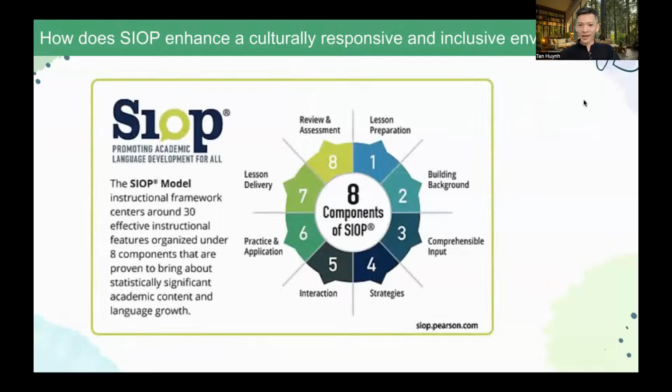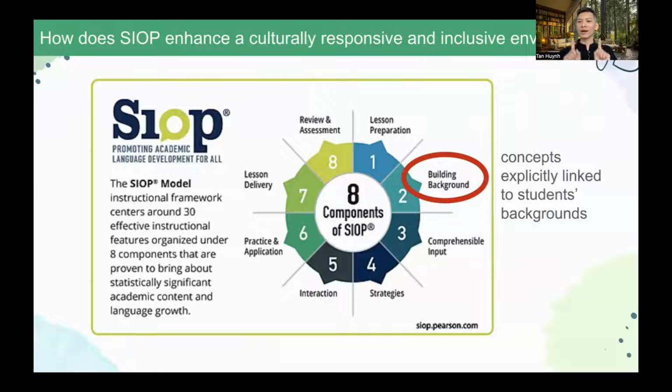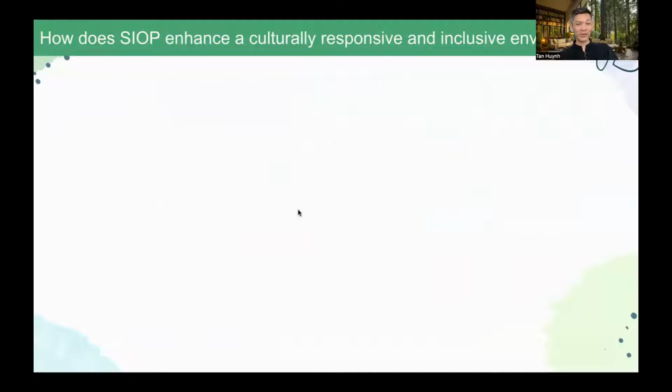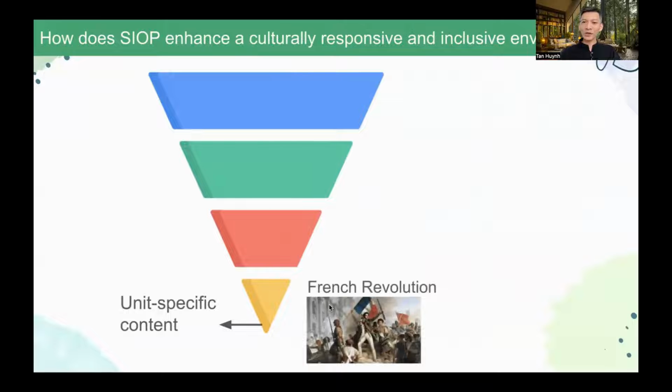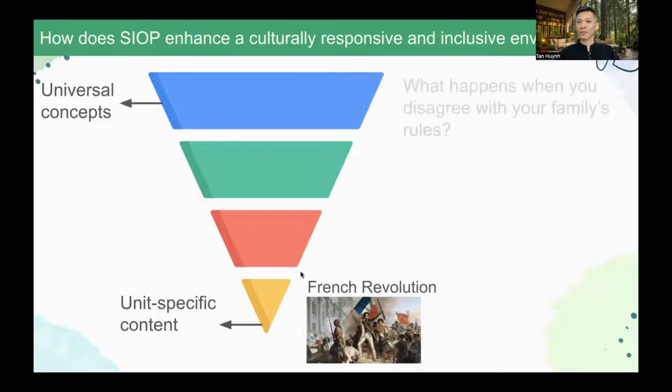When we look at SIOP, there are multiple components, and each of the components has so many features. Let me share with you building background as a focus. The focus of the feature is concepts explicitly linked to students' backgrounds. Let me give you an example here. Let's say you are starting with unit-specific content such as the French Revolution. Instead of starting there, let's bring students' background into the concept by moving back up to universal concepts such as violence, or that revolutions are about a struggle for power.